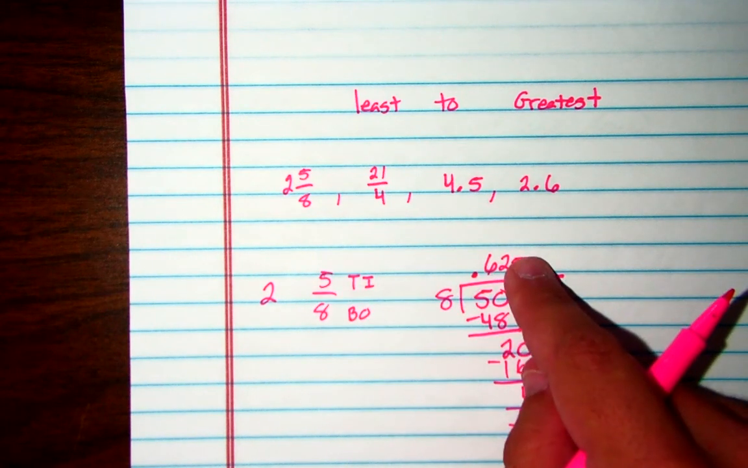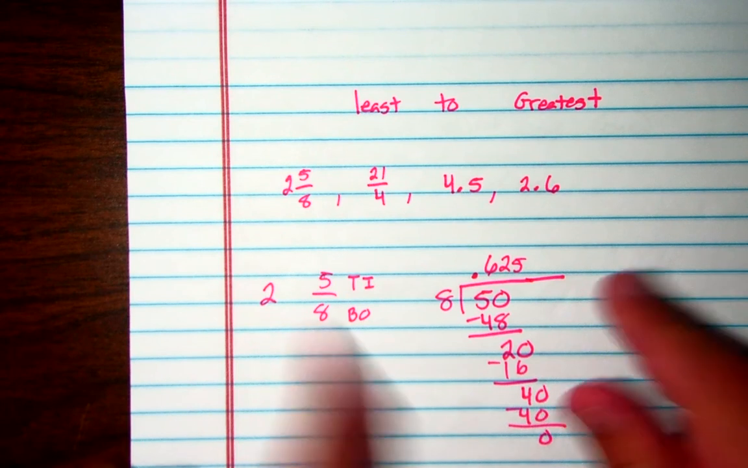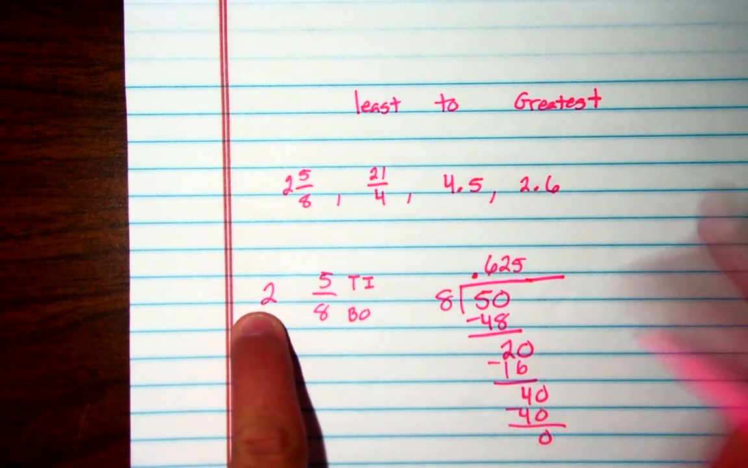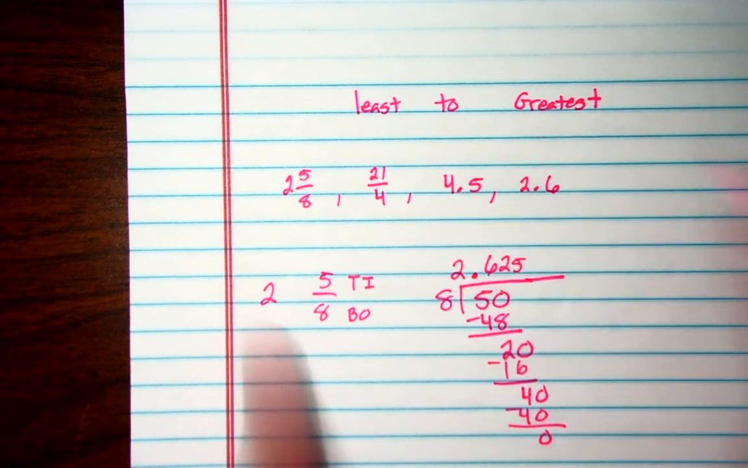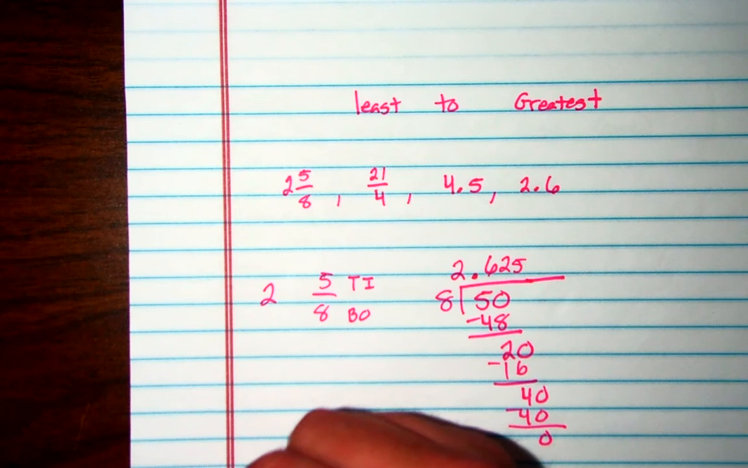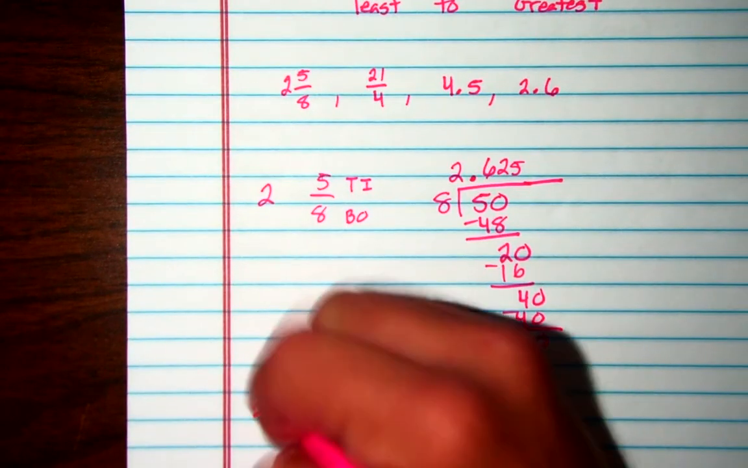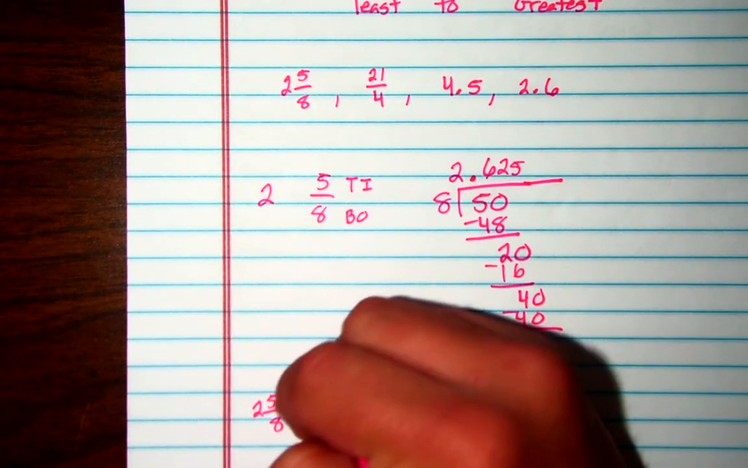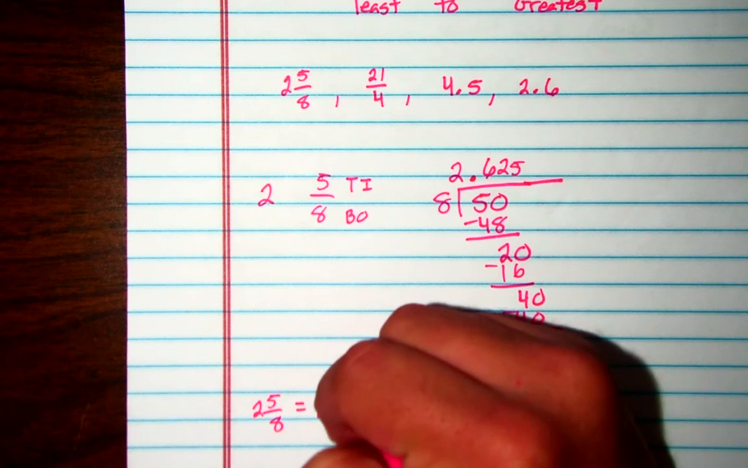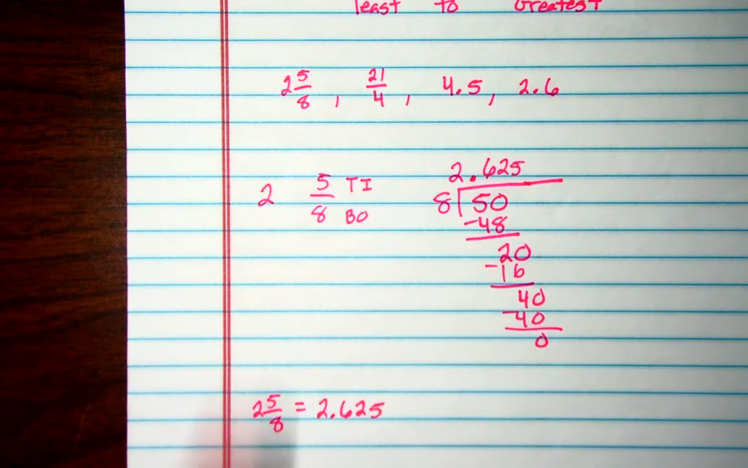But we're missing one key piece of information. Remember that whole number out in front? It's got to come back up here. So 2 5/8 is equal to 2.625. And then 21/4.